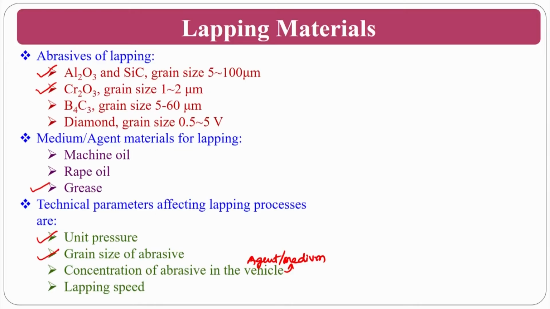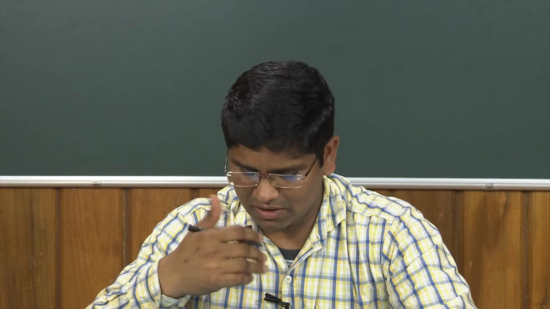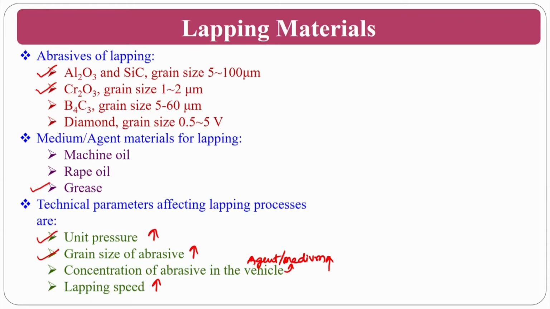Since we are considering this particular course as a machining and machining fluids course, we should talk mostly about machining. If I increase pressure, material removal rate will increase. If I increase the particle size, material removal rate will increase. If I increase the concentration, material removal rate increases. If I increase speed, then material removal will increase. That means if material removal is the primary concern, then you have to increase all four parameters. If finishing is your requirement, then you have to adjust according to your customized requirements.